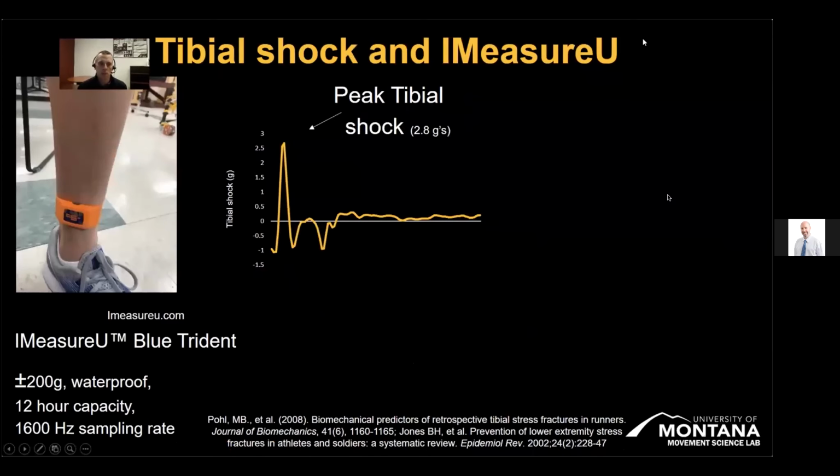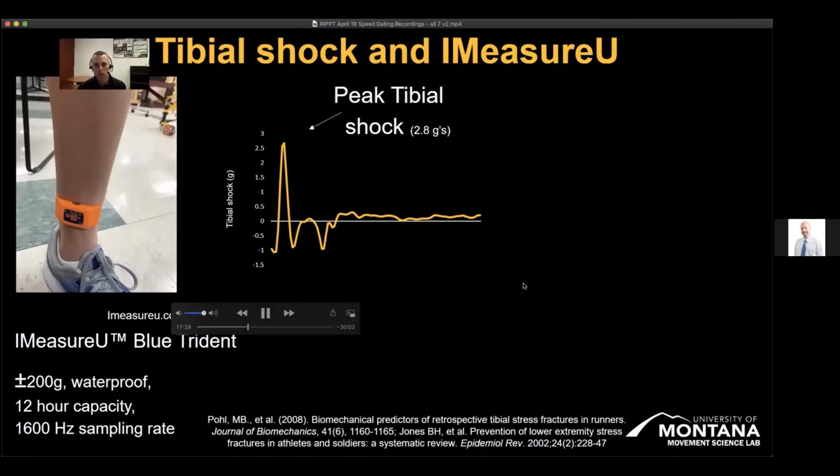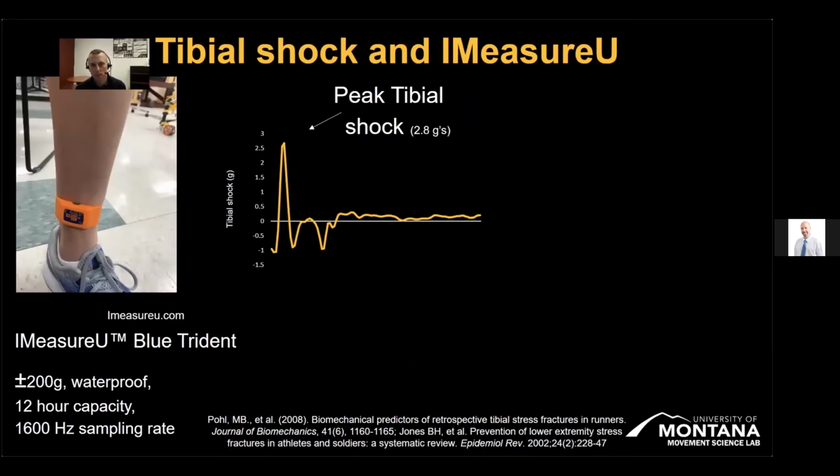So the iMeasureU device, which is what you see on the left, is mounted to the anteromedial distal aspect of the tibia. It's worn bilaterally. It's a very nice piece of hardware. It has a very large range of plus and minus 200 Gs. It's waterproof, it's shockproof, and it has a 12-hour data logging capacity at a 1600 Hertz sampling rate, which is more than adequate for what we need it for. The sampling rate is more than adequate for what we're looking at, which is going to be a high frequency loading activity, which is typically running.